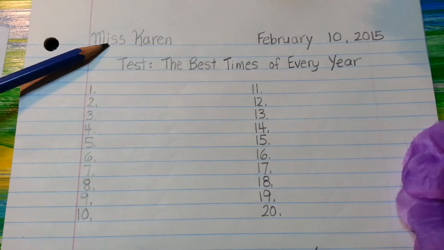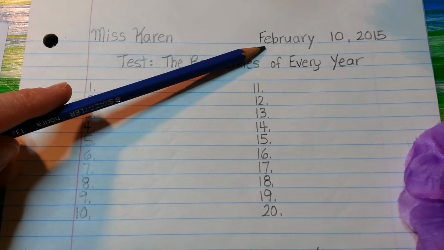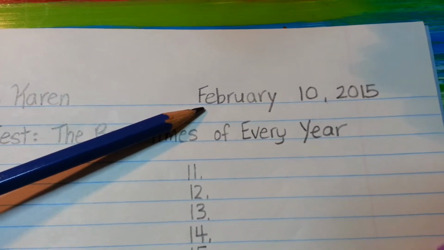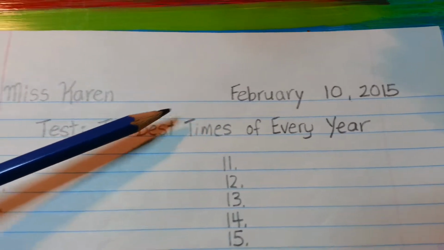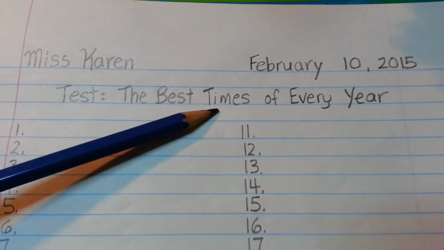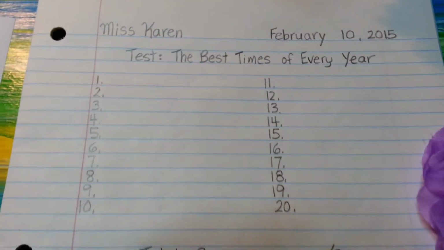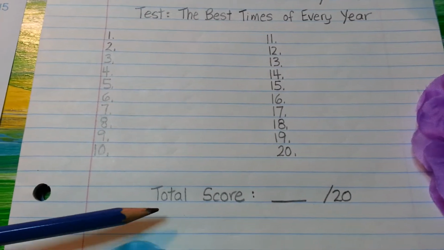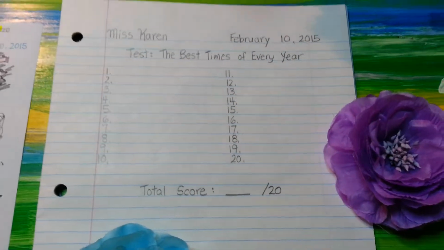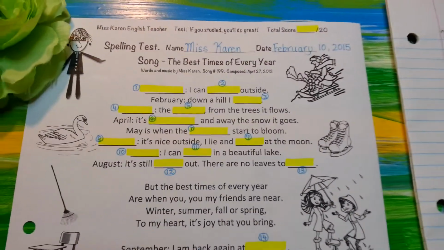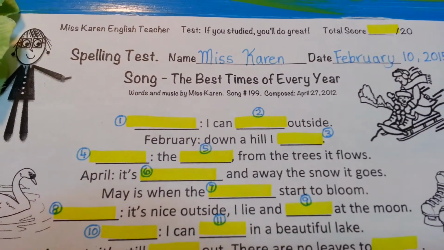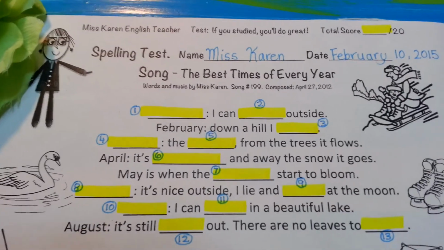Don't forget to write your name and the date where you are. And remember, in English, the date must start with a capital letter. Write the title, Test, The Best Times of Every Year. At the bottom, write total score on 20. If at any time you find that the test is going too fast, just pause the video and take your time to think about the answers. Let's begin.